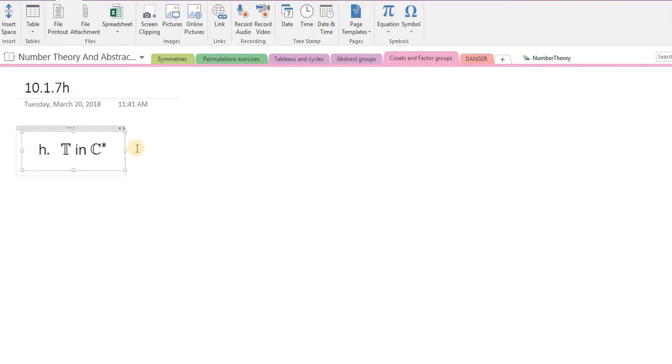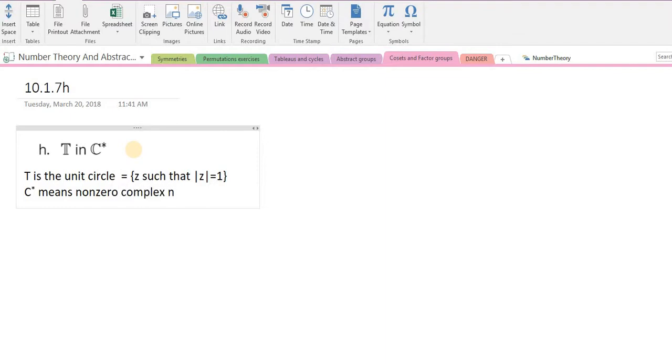So we're looking at T and C. Now T is the unit circle. We've seen that before. And the unit circle, just to remind you, the formal definition is the set of complex numbers z such that the absolute value of z is equal to 1. Now, when it says C star, what's the operation? It means non-zero complex numbers under multiplication.